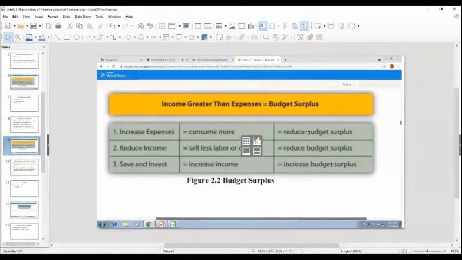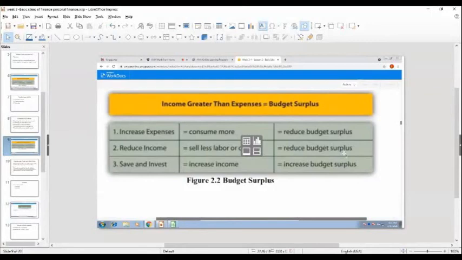So you should not be complacent when you achieve this budget surplus, as it may decrease if you still maintain increasing expenses because you consume more, or you reduce your income, the sources of income, like you stop your tutorial. That is also a reason for reducing your budget surplus.